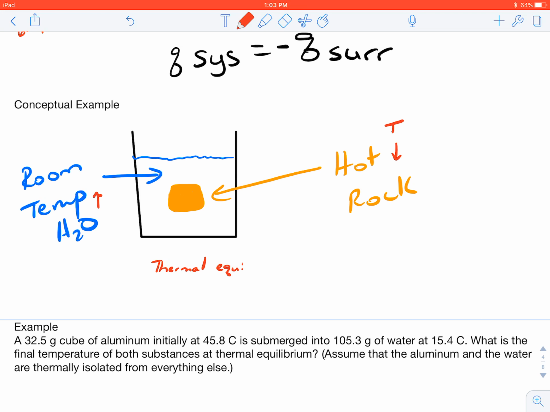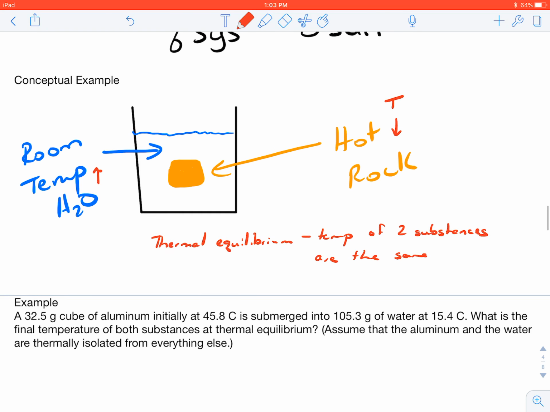And a thermal equilibrium is where the temperatures of two substances have become the same. And this is actually the most valuable part of using Q equals mc delta T in practice.